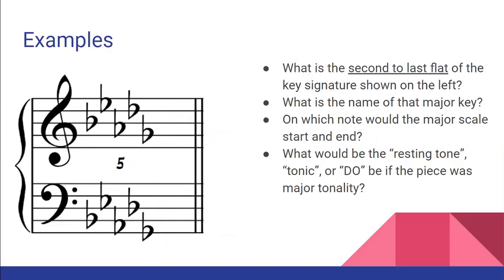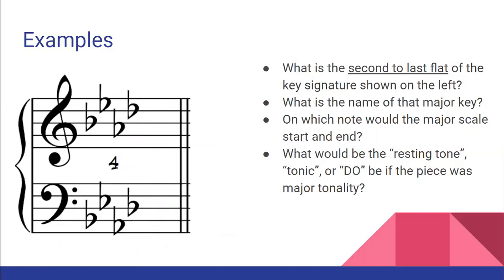How about if there's only 5? Well, the second to last flat will be the 4th flat. D flat. D flat would be the name of the key. D flat would be the starting and ending note of the scale, and it would be the resting tone of the piece of music.